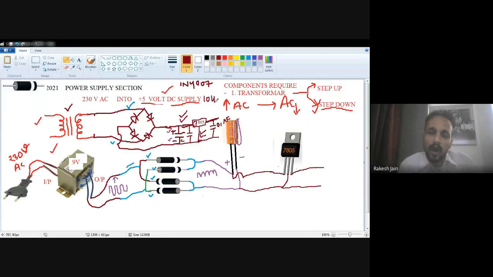How do I understand that 104 means 0.1 microfarad? I will come with the image first of all, so you understand.